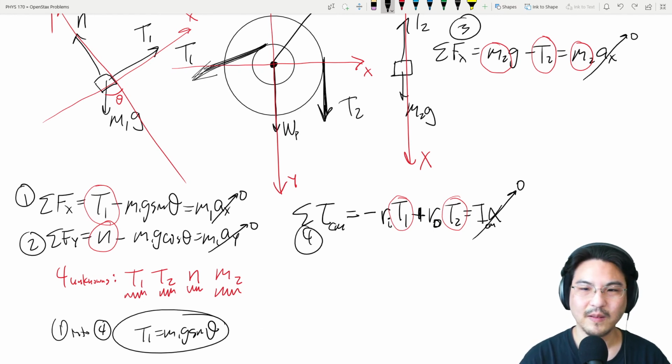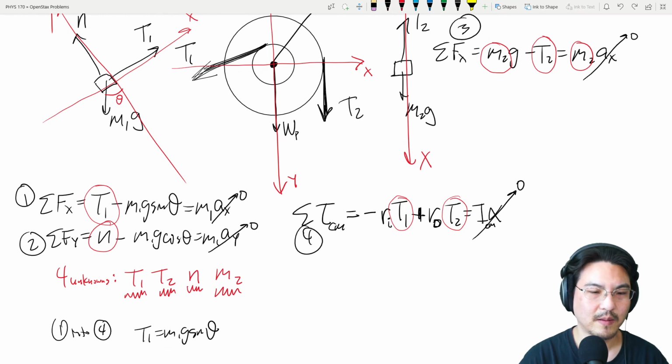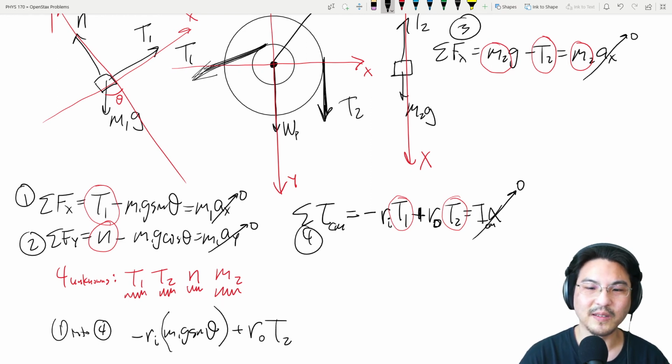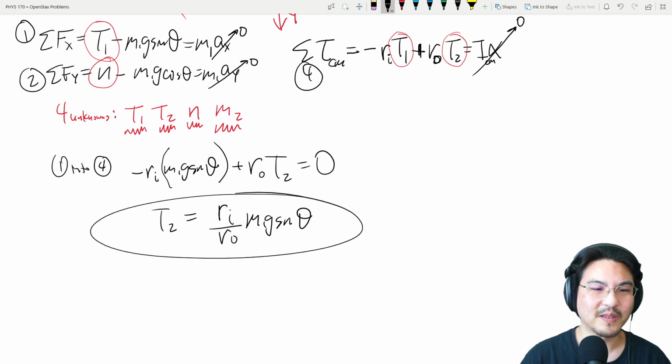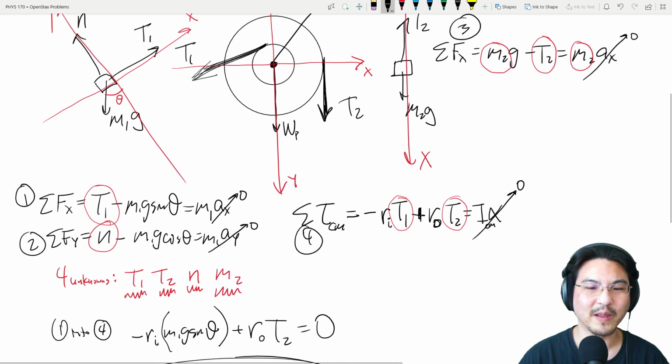And then you take that answer and put it there. Right, so minus Ri times T1, which this is T1, plus Ro T2 equals 0. Okay, and then if you look at this, we can solve this for T2, right? So T2 is Ri over Ro m1g sine theta. And then this goes into equation 3.